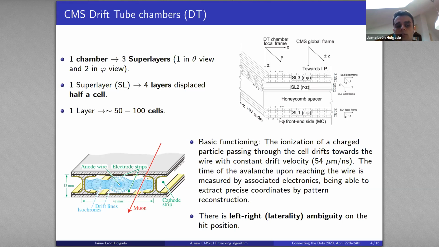The basic functioning of these drift tube cells: when a charged particle passes through the cell, it ionizes the gas inside. The ionized particles drift toward the wire with constant drift velocity. We can measure, with the associated electronics, the time of the avalanche upon reaching the wire, and we can extract precise coordinates by pattern reconstruction. Something you need to know is that we've got a left-right, or laterality, ambiguity on the hit position.